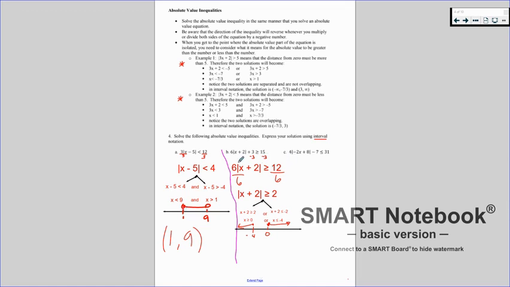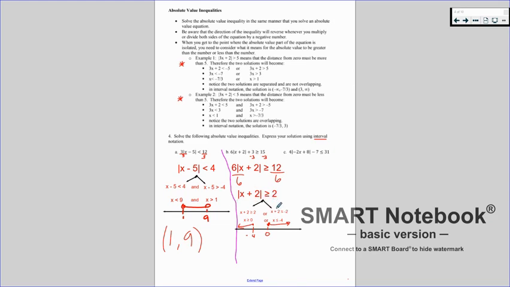All right, part B. Two things outside of the absolute value. We've got this plus 3 we need to fix first. So we're going to subtract 3. Then we're going to divide by 6. That was outside over here. And we get the absolute value of x plus 2 is greater than or equal to 2.